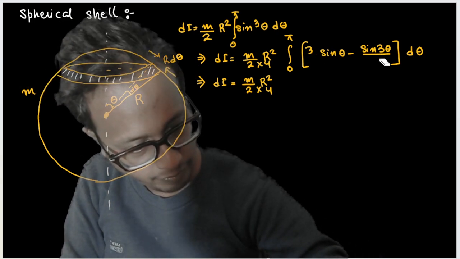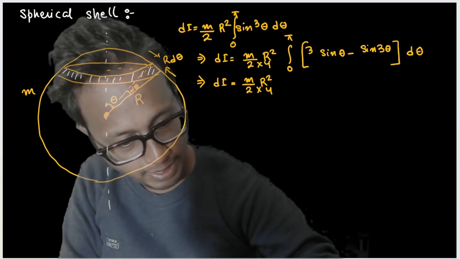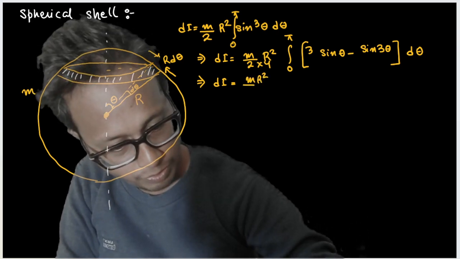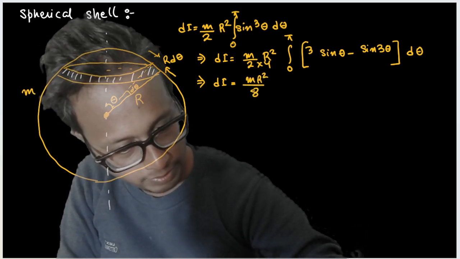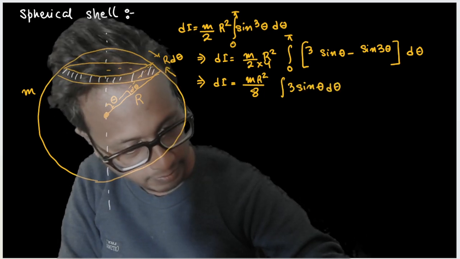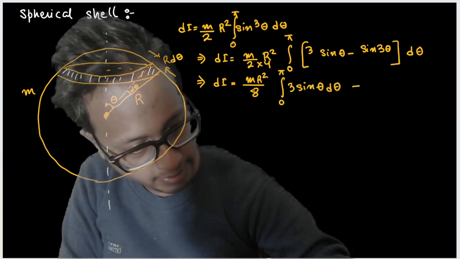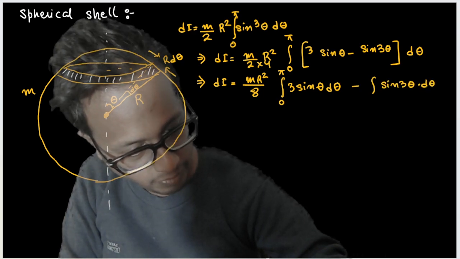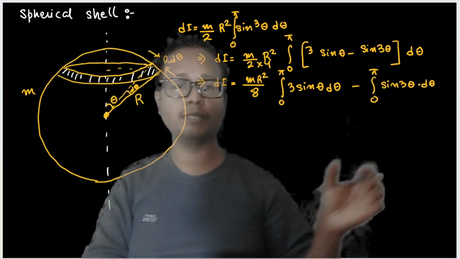So if I take the 4 out here, this 4 and this 4 will come outside. Very fine. So it is nothing but MR²/8 into how much? Integral of 3 sin θ dθ from 0 to π minus integral of sin 3θ dθ from 0 to π. I'm just separating out the integral.